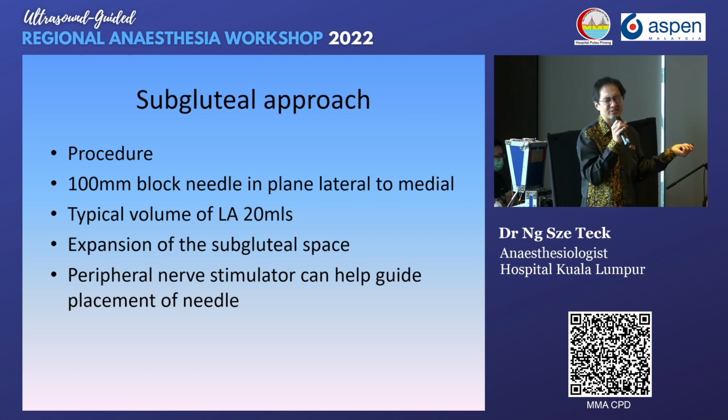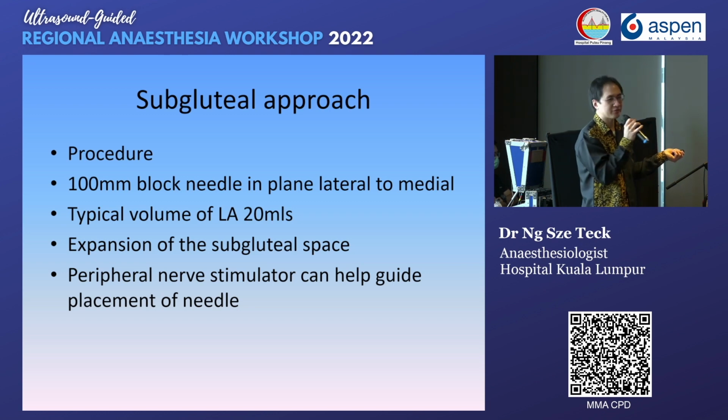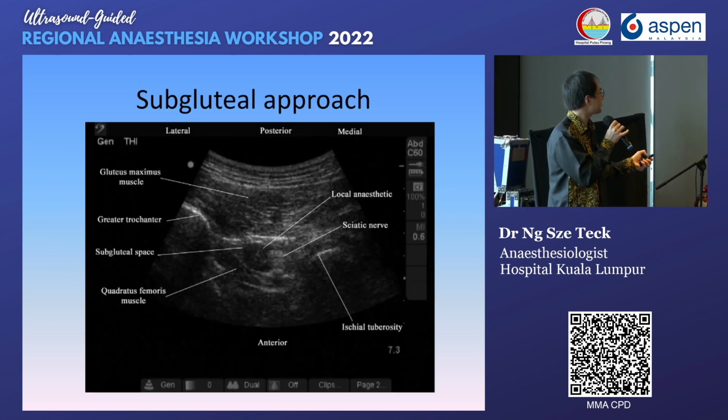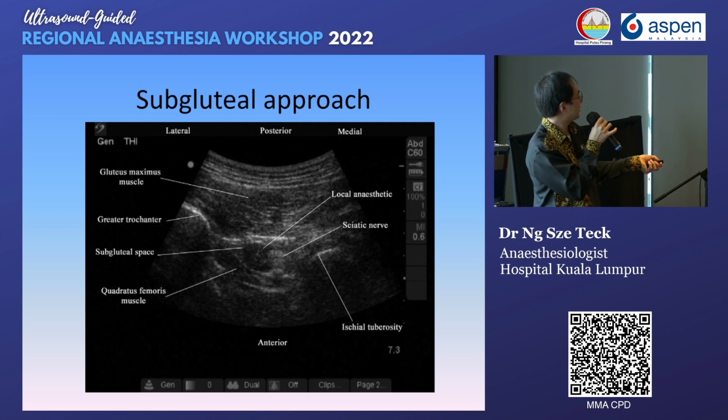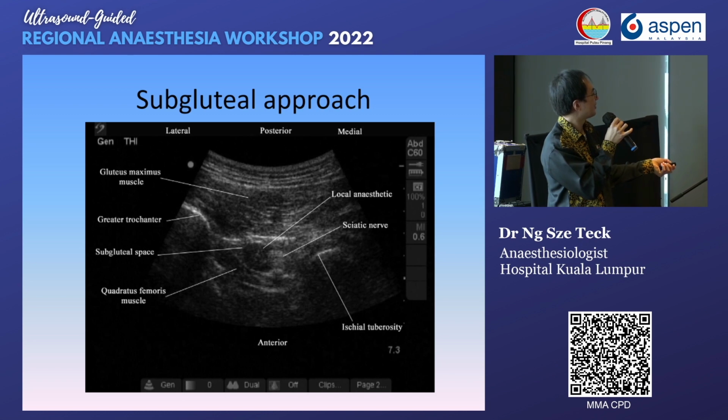So what are you trying to see? You're trying to see the expansion of the subgluteal space. Okay? You can use a peripheral nerve stimulator in this case because sometimes you really cannot see, to help guide you to the placement of the needle. So this is a picture to illustrate the subgluteal space after LA has been injected. So you are injecting in between the gluteus maximus and the quadratus femoris in order to catch the sciatic nerve.